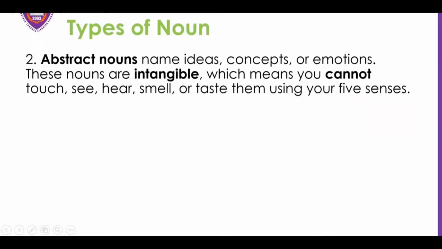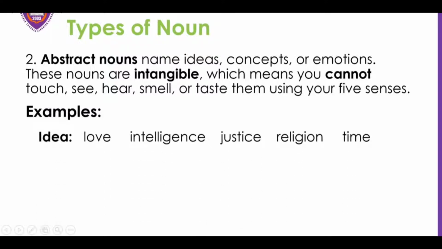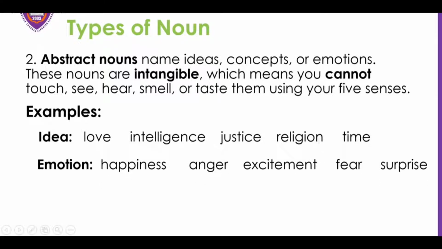Number 2. Abstract nouns name ideas, concepts, or emotions. These nouns are intangible, which means you cannot touch, see, hear, smell, or taste them using your 5 senses. Examples: idea, love, intelligence, justice, religion, time. Emotion, happiness, anger, excitement, fear, surprise. Are these words intangible? Yes, because you cannot perceive these ideas, concepts, or emotions using your 5 senses.